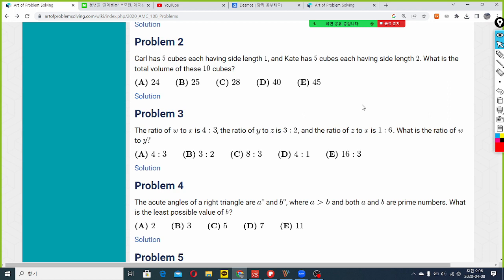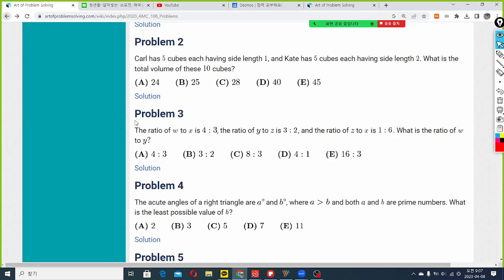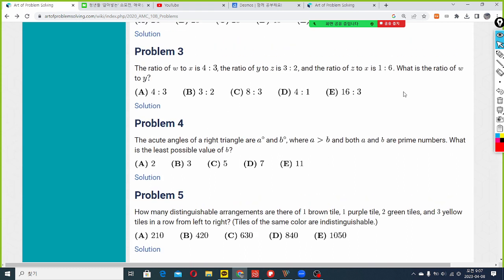Let's go to number two. Tell me your answer. E. Yep. The last one, 45. How about number three? It needs a little thought.